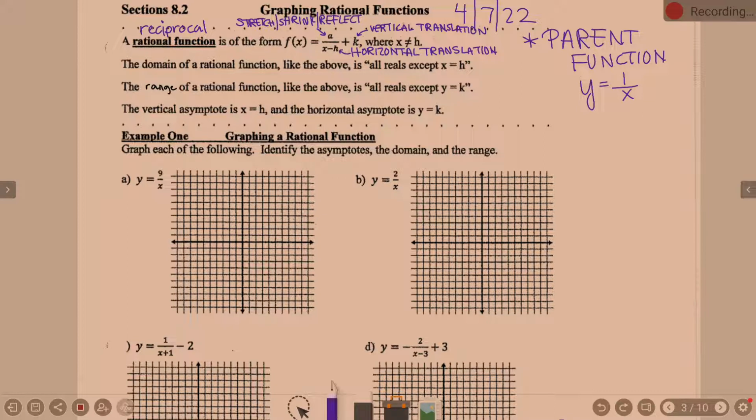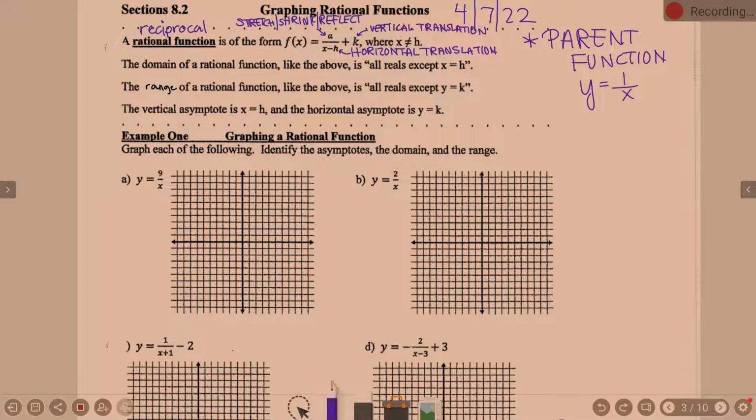Now, when we talk about the domain of something like this, it's going to be all real numbers except whatever your H value is. However far your graph moves left or right, it's going to be all real numbers except that one number, because there's going to be an asymptote there that we'll talk about in a moment. So domain is all real numbers except X equals H.